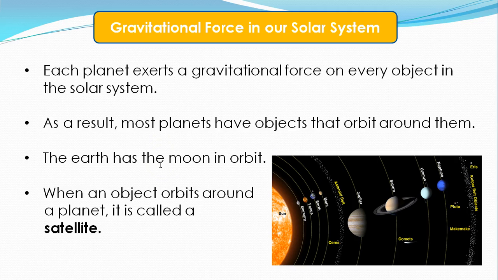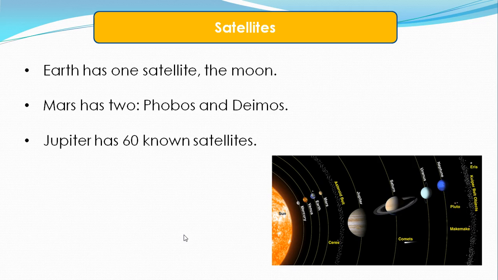Each planet exerts a gravitational force on every object in the solar system, and as a result, most planets have objects that orbit around them. The Earth has the Moon in orbit, and when an object orbits around a planet, it's called a satellite. Earth has one satellite, we call it the Moon. As an example, Mars has two satellites, Phobos and Deimos. Jupiter has 60 known satellites.